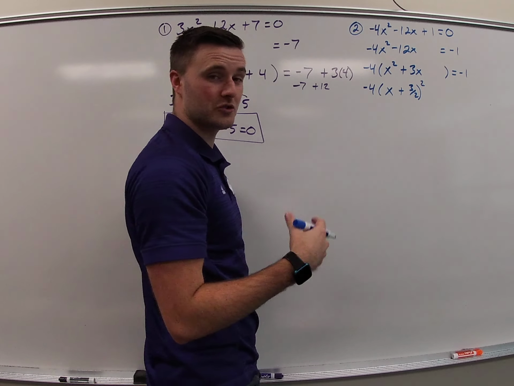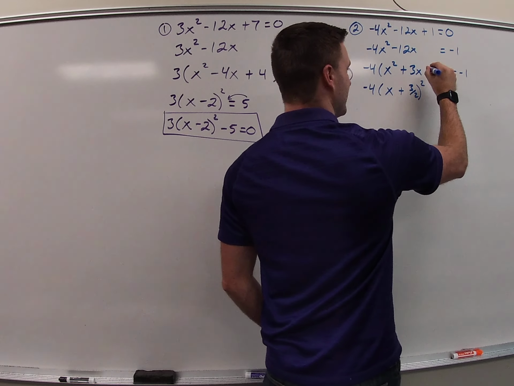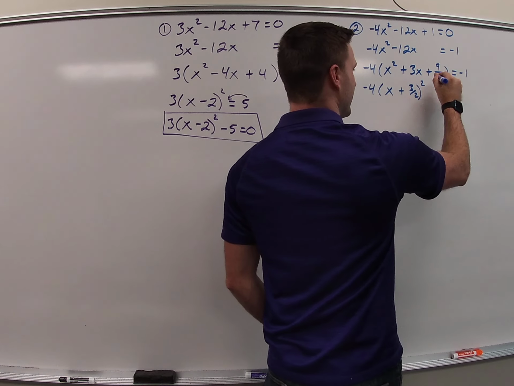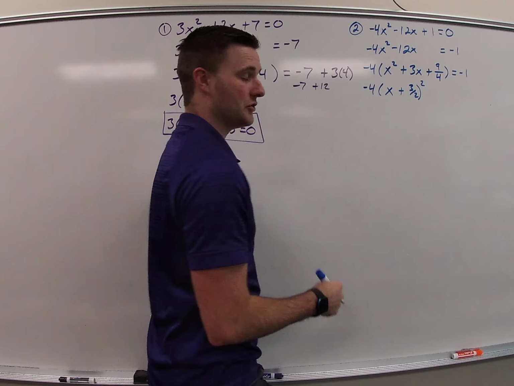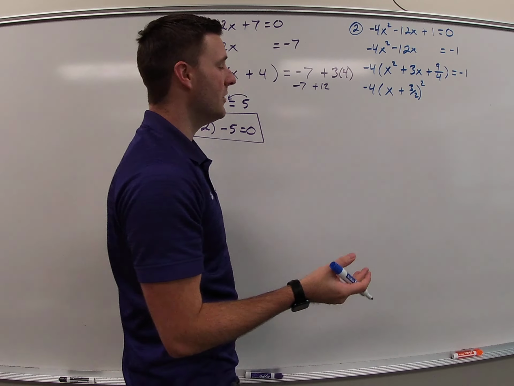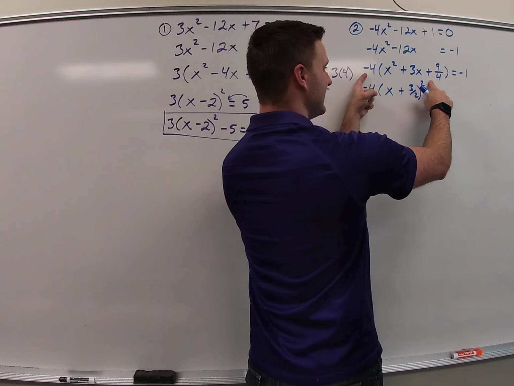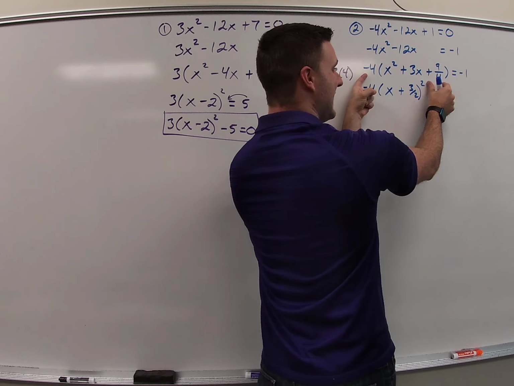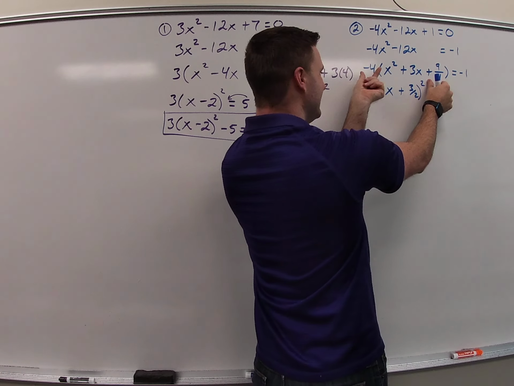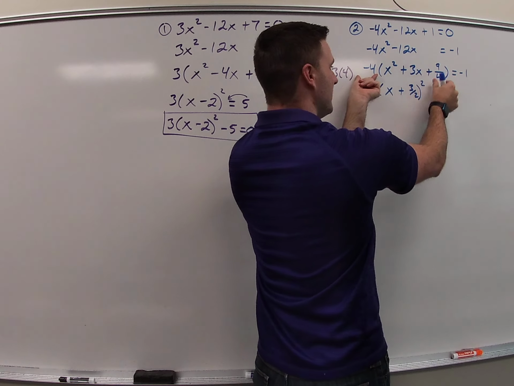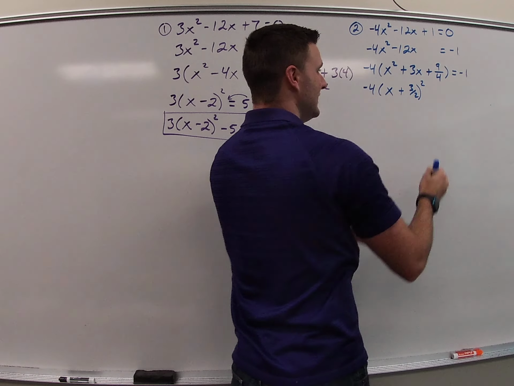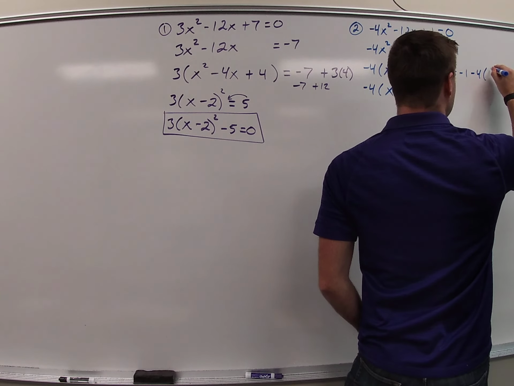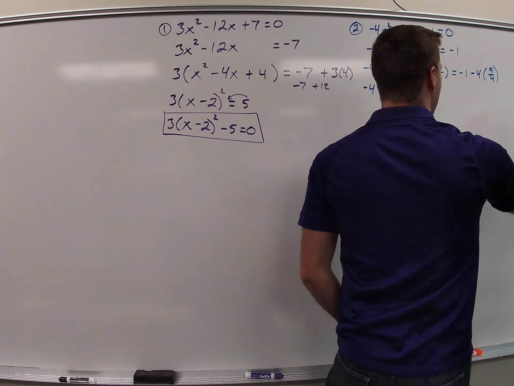So 3 over 2 squared, well 3 squared is 9, and 2 squared is 4. So you square the top, square the bottom. Whatever I do to one side, adding this 9 over 4, I have to do to the other side. But I'm not just adding the 9 over 4, I'm adding this negative 4 being multiplied when you distribute to this 9 over 4. So it's really adding this negative 4 times 9 over 4.